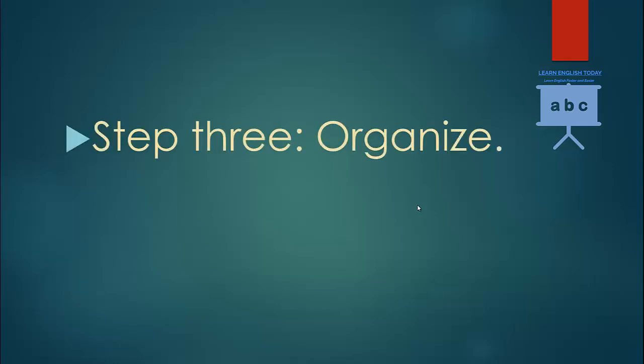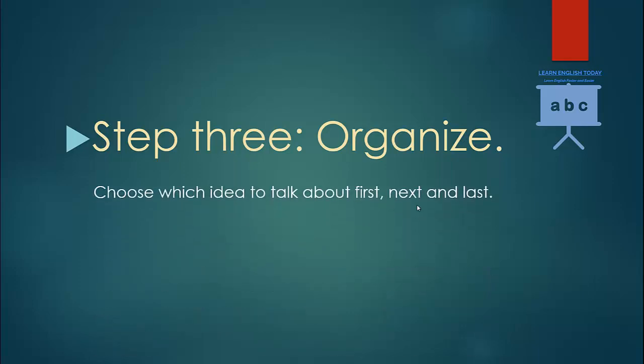Step 3 is organize. Step 3 means what? Organize. So after we choose our topic, we find or gather ideas, so it is time to organize. So what does organize mean? Organize means choose which ideas to talk about first, next, and last. It means we have to put our ideas in a prepared order. Which one first, which one second, third, and last one.